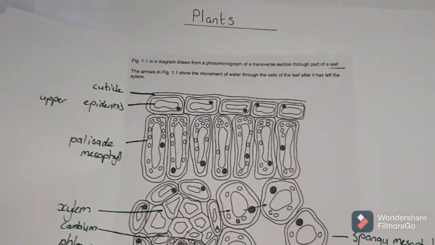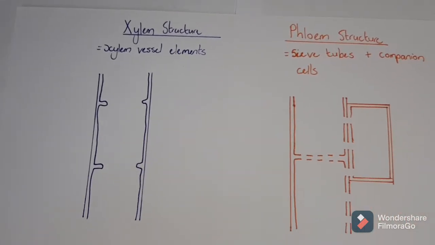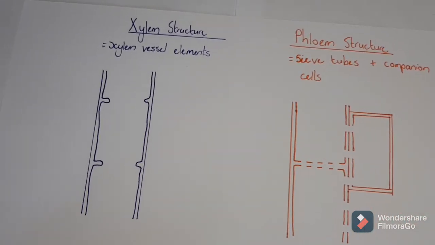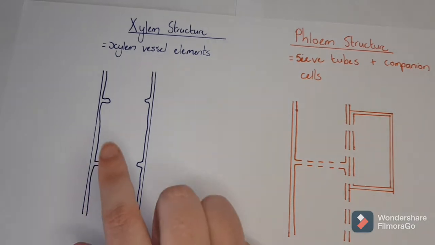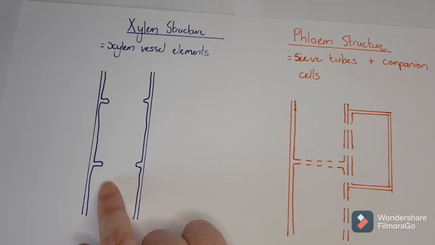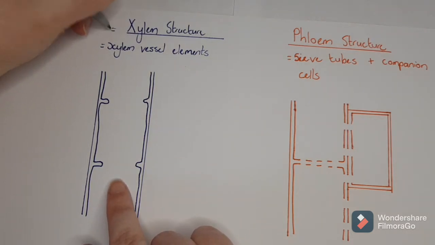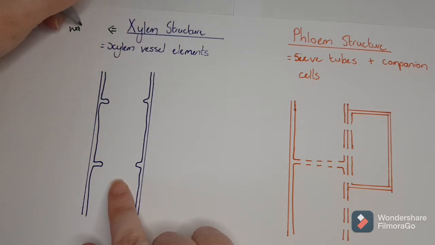So there's our leaf, our root, and our stem. And now what we can look at in more detail would be those tissues, xylem and phloem. So the structure of xylem is made up of xylem vessel elements, and remember it is there for water transport.